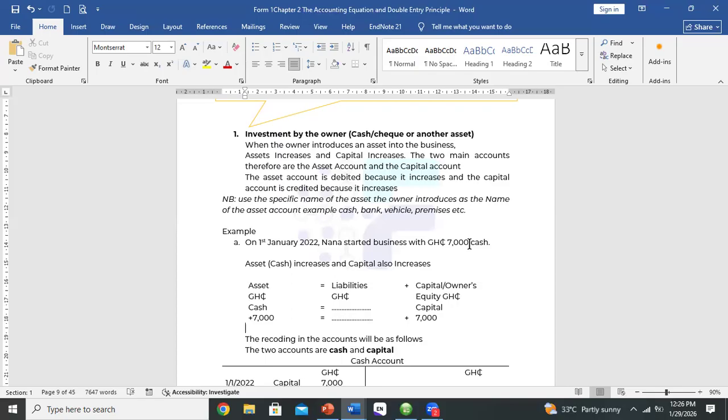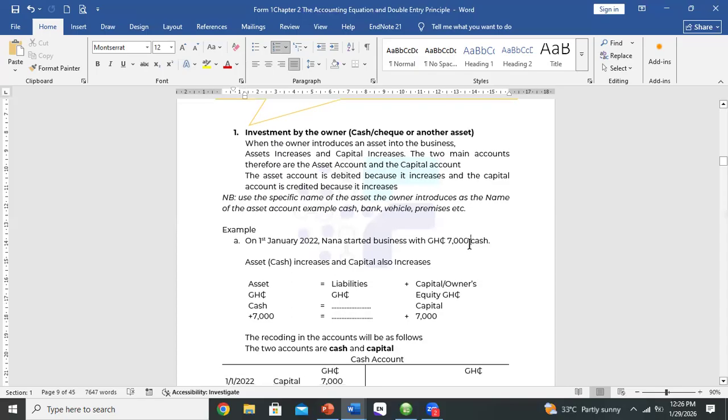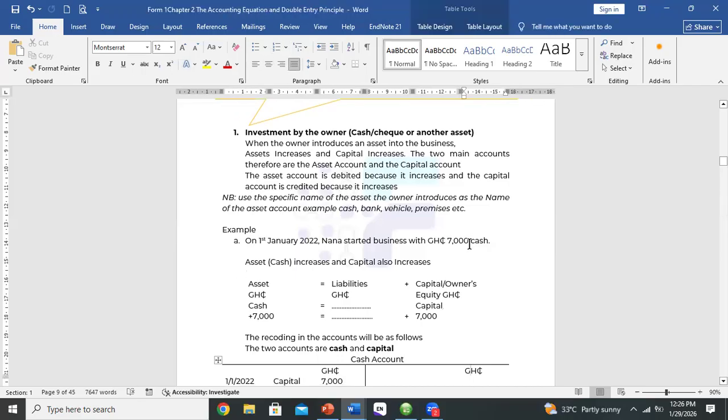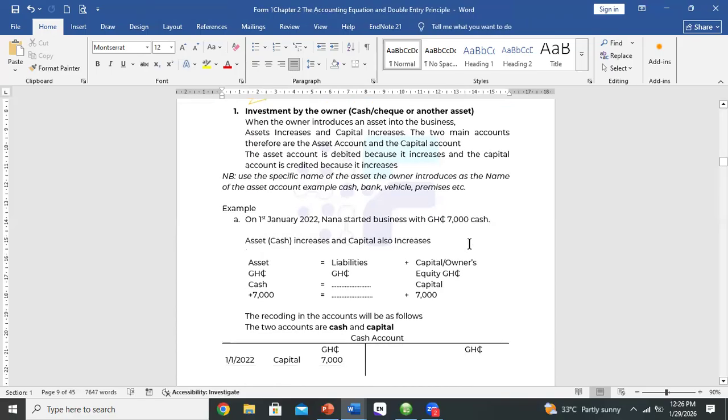Okay, great. Another nature of investment, sometimes, I'm sure when you check your manual, you see someone started business with this. When the owner started business, please, it's capital and assets. Debit the asset, credit capital, as simple as that.